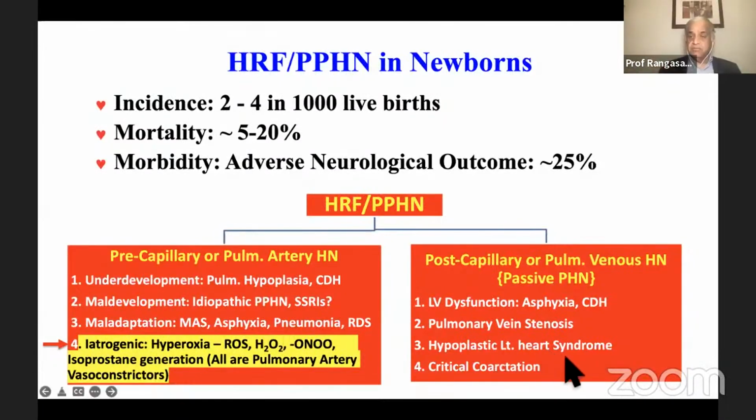Hypoplastic left heart syndrome, critical coarctation, mitral stenosis, any obstructive lesion on the left side will increase the pressure in the left atrium and pulmonary veins, and produce pulmonary venous congestion and pulmonary venous hypertension, or passive pulmonary hypertension. If you use vasodilators in this case, for example, if you give nitric oxide, they're going to get worse, because you're going to increase more blood flow into the lung and it cannot get out through the pulmonary vein into the left side of the heart. So be very, very careful using vasodilators in babies with passive pulmonary hypertension.